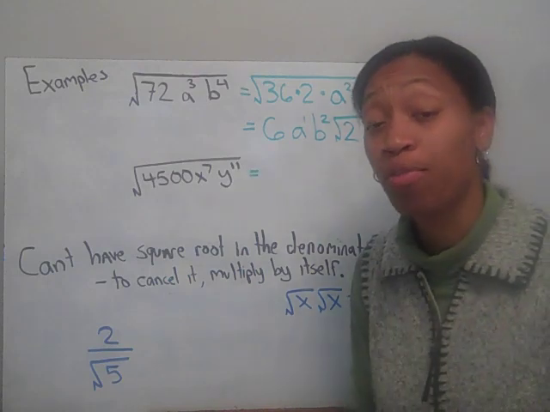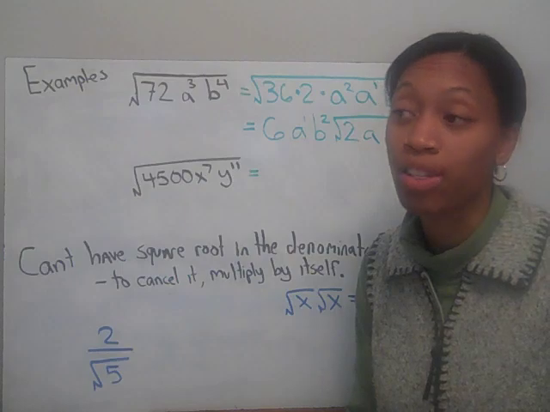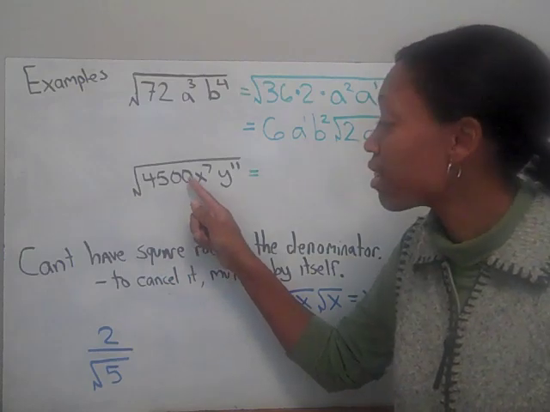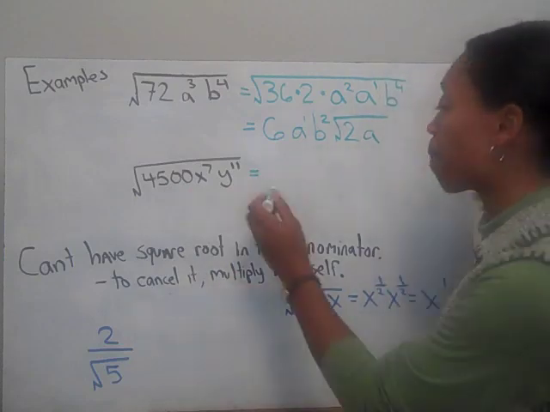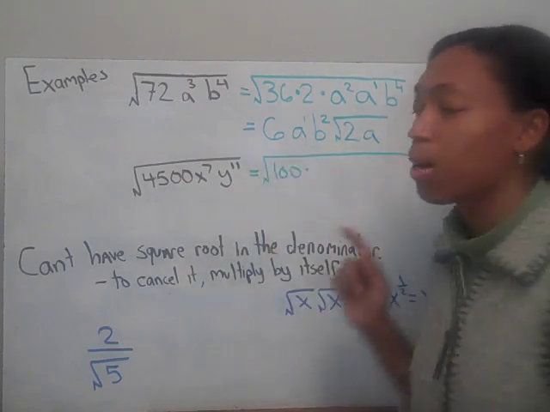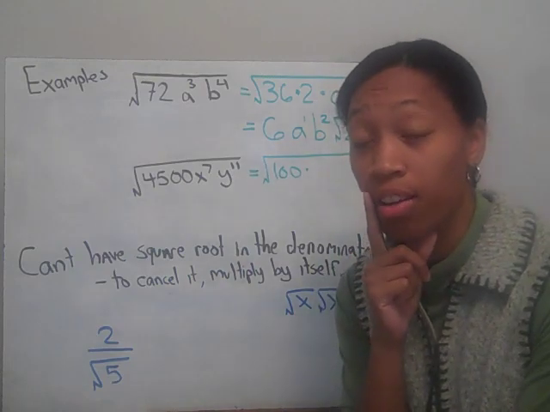First, let's split 4,500 into perfect squares. The first square I think of is 100 because I see 2 zeros there. That would be 100 times 45. But 45 I can break down as well.